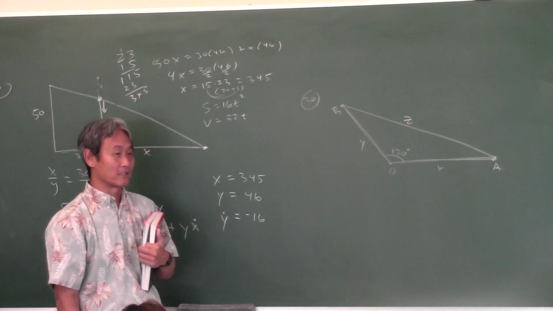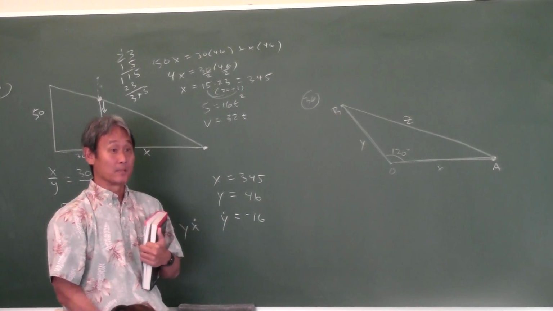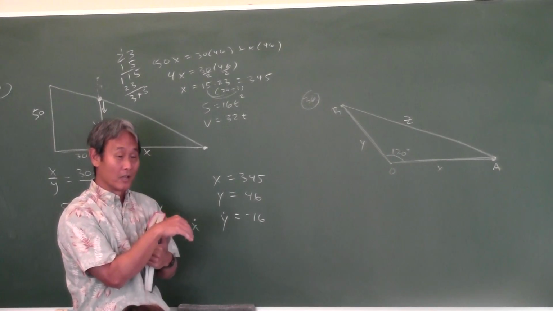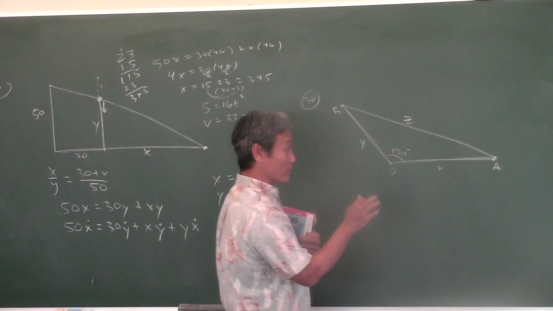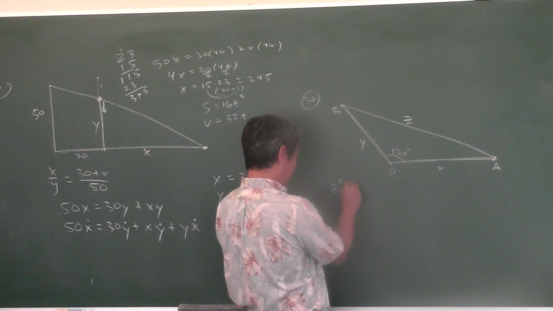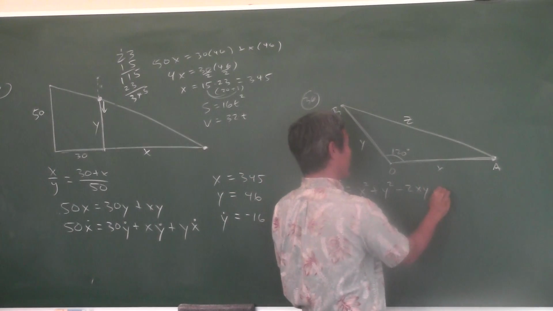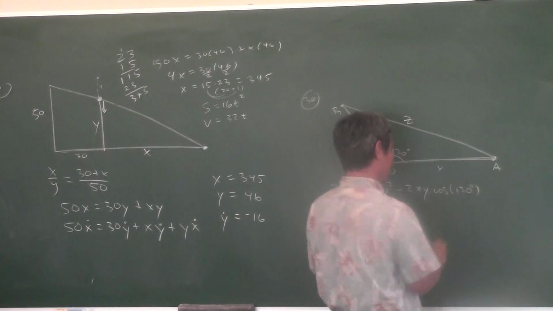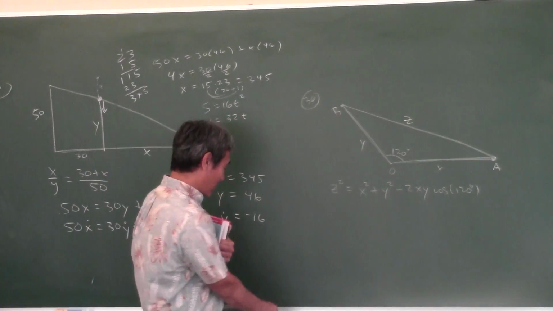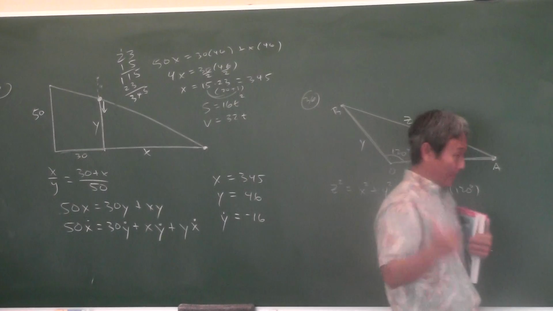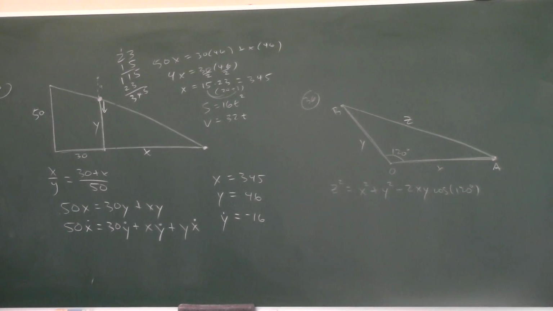Law of cosines, because this is not a right triangle. So here, let me give you the law of cosines for those of you who forgot it. Z squared is equal to x squared plus y squared minus 2xy cosine of 120 degrees. Okay, I'll start you on that problem. Finish it. Take the derivative and plug in the numbers.